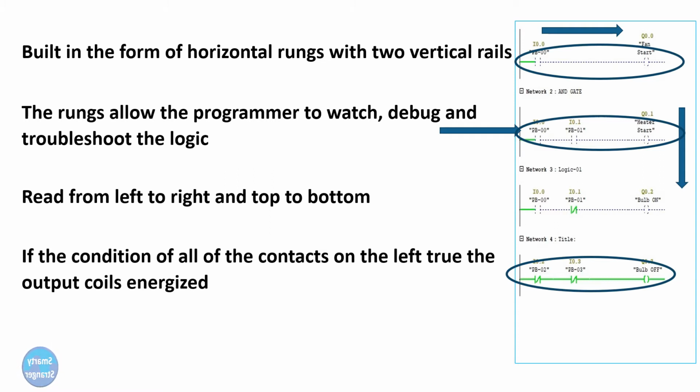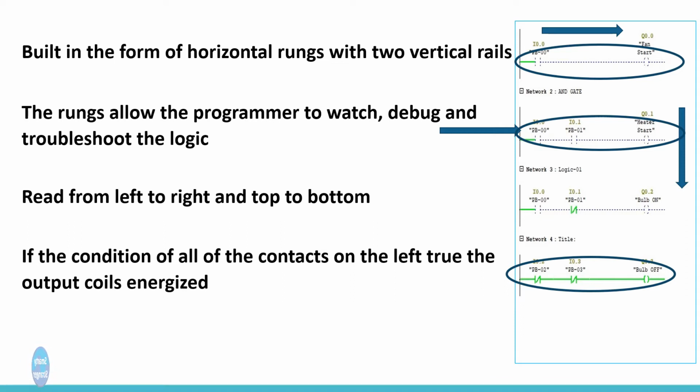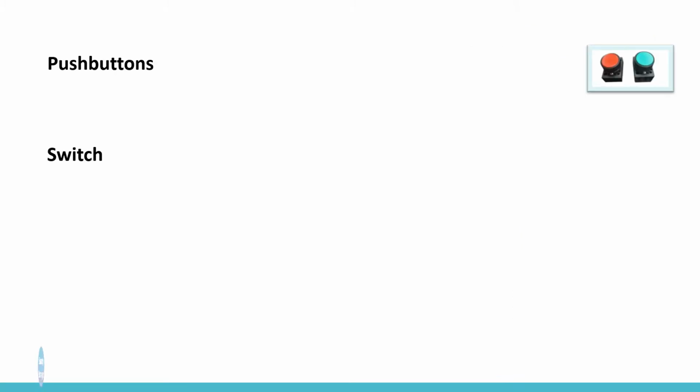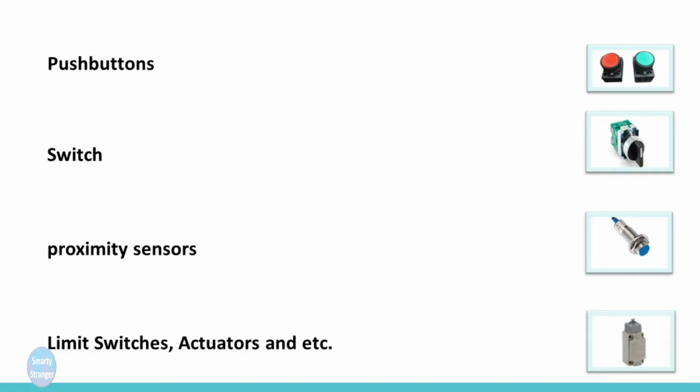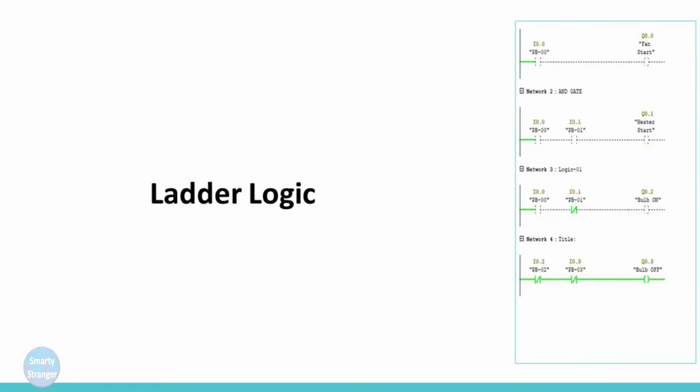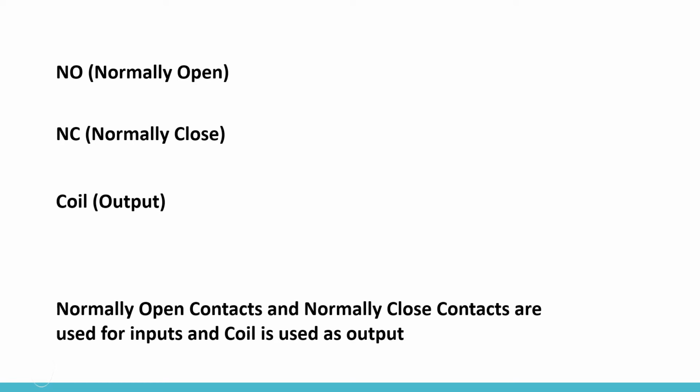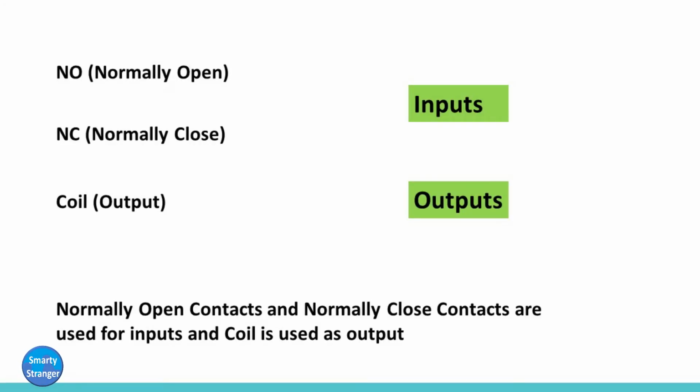These contacts may refer to physical hardwired inputs to the PLC from physical devices such as push buttons, switches, proximity sensors, actuators, etc. In ladder logic some basic symbols are used, and these are normally open, normally close, coil, output. Normally open contacts and normally close contacts are used for inputs, and coil is used as output.